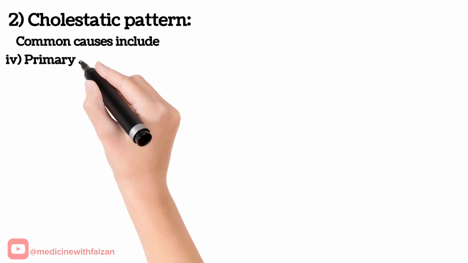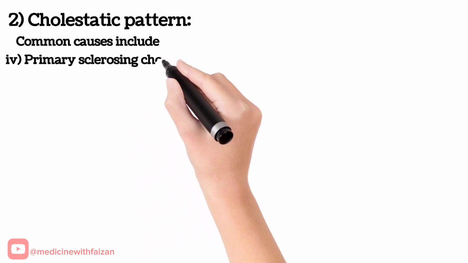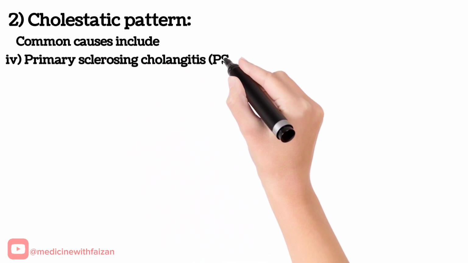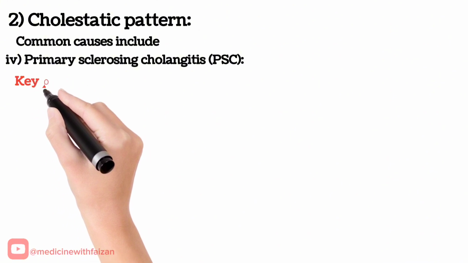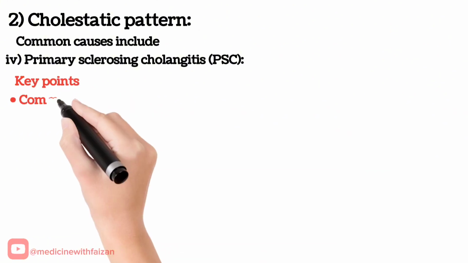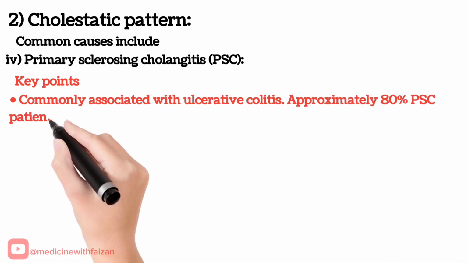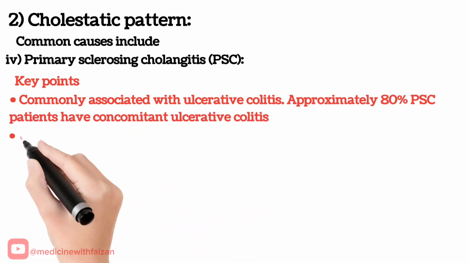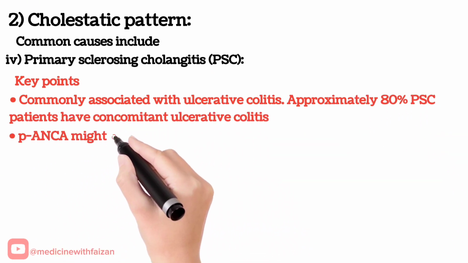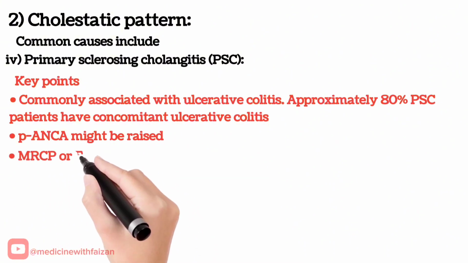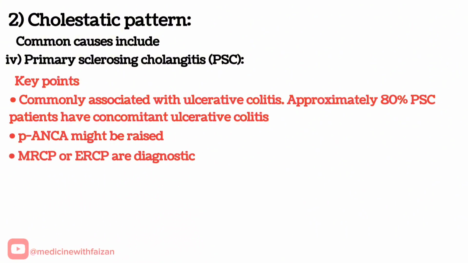Another cause of cholestatic pattern includes primary sclerosing cholangitis, PSC. PSC is commonly associated with ulcerative colitis, and approximately 80% of primary sclerosing cholangitis patients have concomitant ulcerative colitis. P-ANCA might be raised in primary sclerosing cholangitis. MRCP or ERCP are diagnostic for this condition.